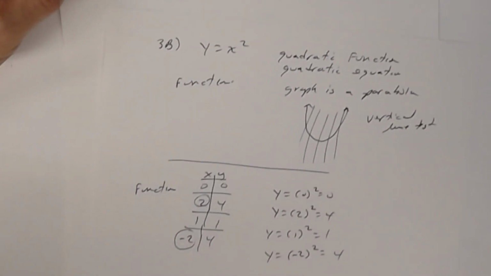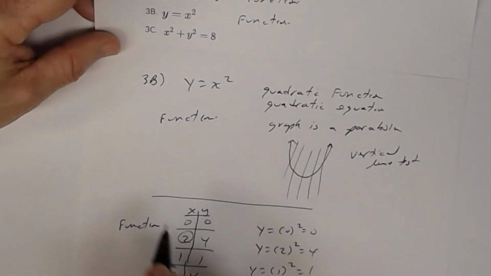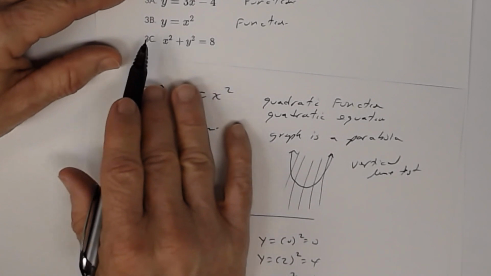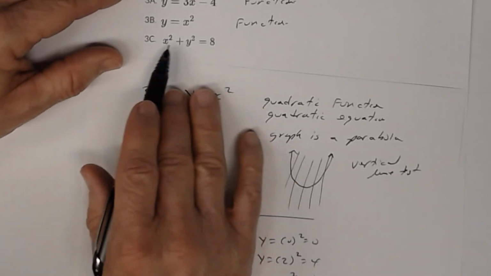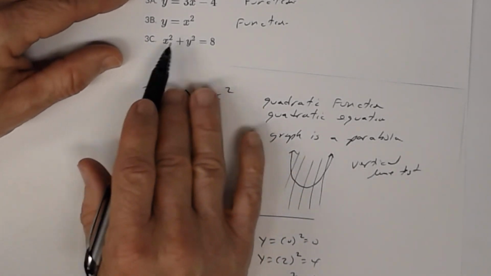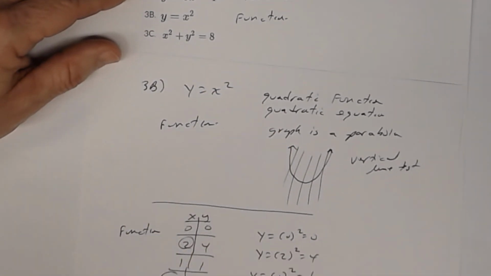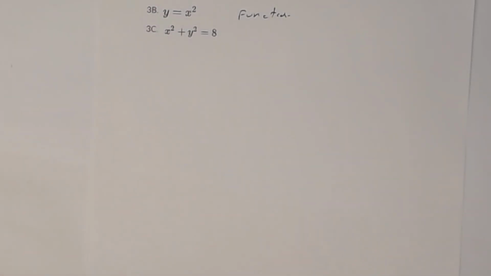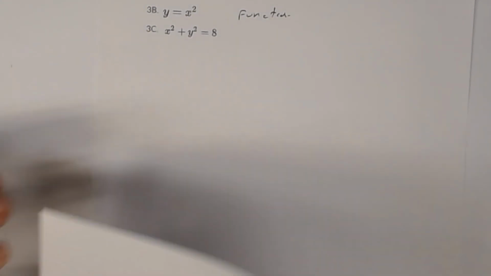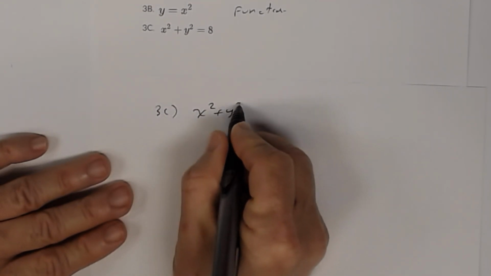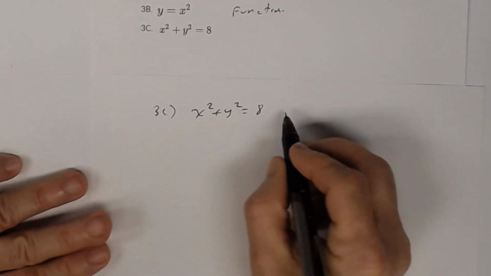And then when we look at 3c, the way you should have looked at that one was to notice that this is a circle. You've had enough experience in this course with circles, with the equation of circles, to notice this is the equation of a circle. So in 3c, where you had x squared plus y squared equal 8, this is a circle.